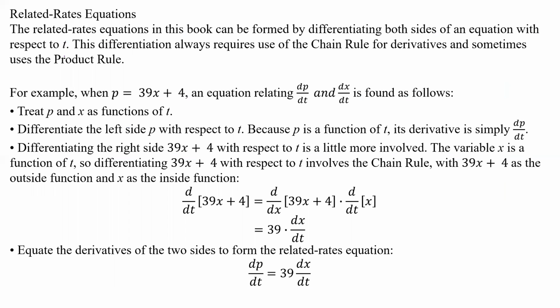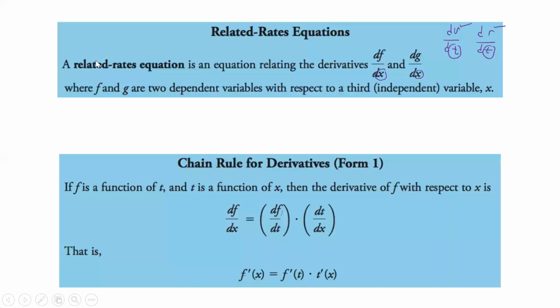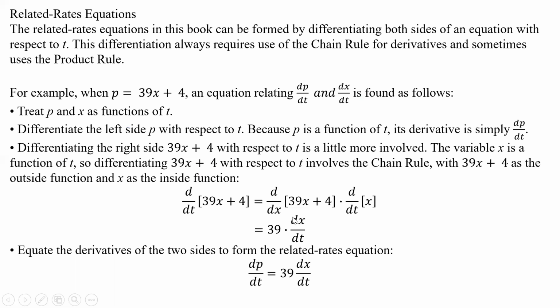The differentiation always requires this chain rule, and we also sometimes have to use a product rule because we might have something like 6a ln of a, and we'll see that equation here in a little bit. We have to use the product rule: we take the derivative of the first times the second, plus the second times the derivative of the first, and go from there. And so we'll have to use that product rule.